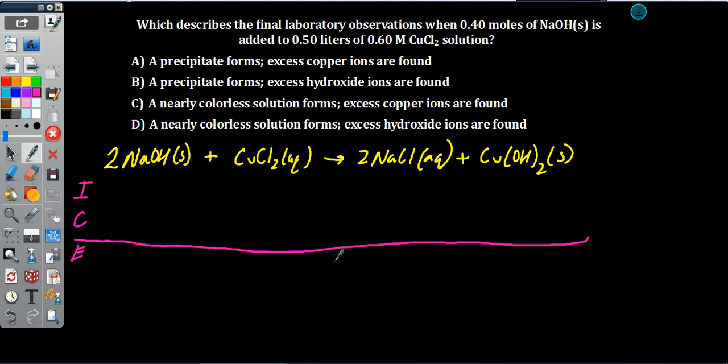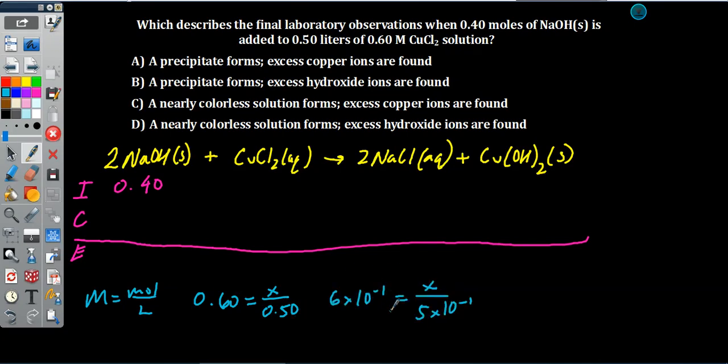Boom, beautiful ice table. I'm going to plug in my 0.40 moles of sodium hydroxide, and then I'm going to take a quick timeout to use the molarity equation for my amount of copper(II) chloride in moles. I've got a 0.60 molar solution, and I've got 0.50 liters of it. I'm going to slip it into scientific notation because it helps me when I'm doing math without a calculator.